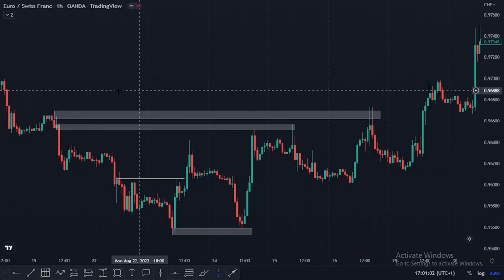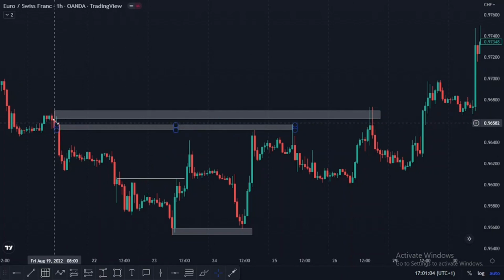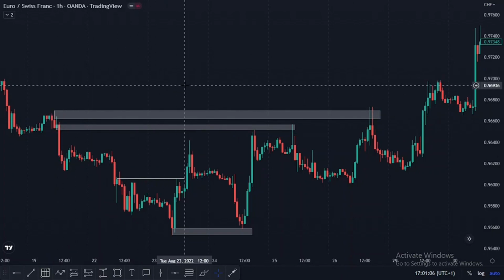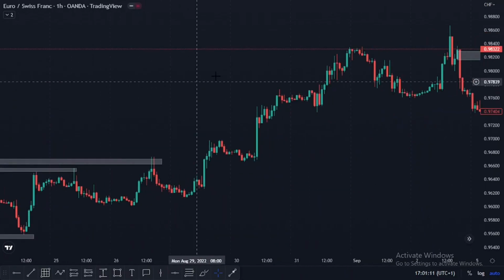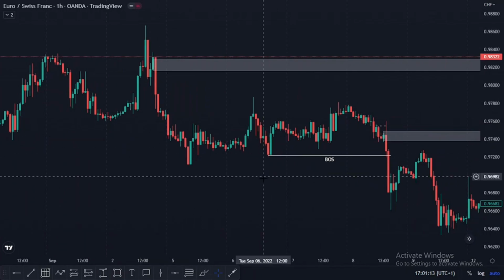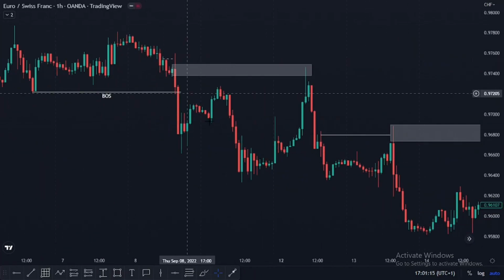But that doesn't mean when you see a nice supply zone like this, you now go for the wick. There are only some weird circumstances where you go for the wick. So I'll be looking for such examples now, and I'll be going with it.